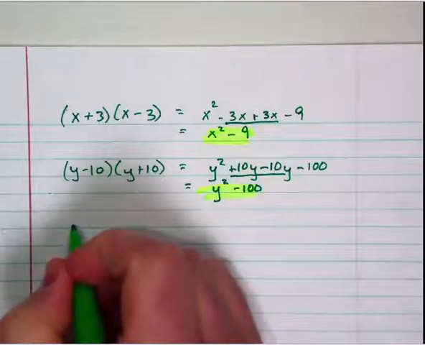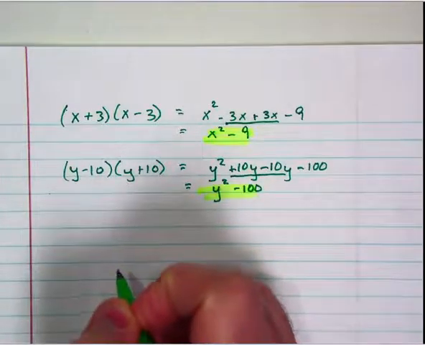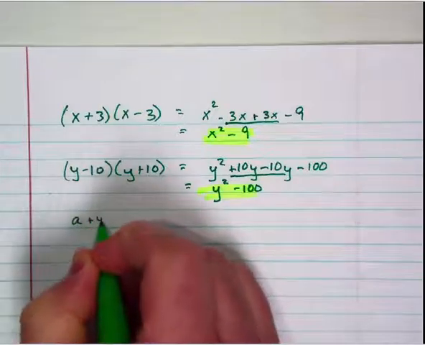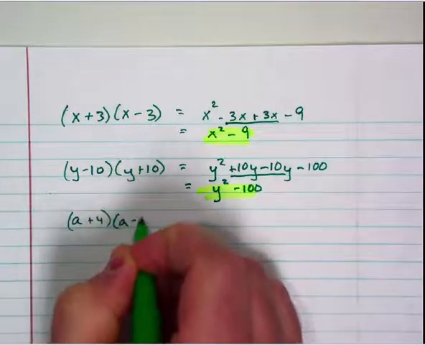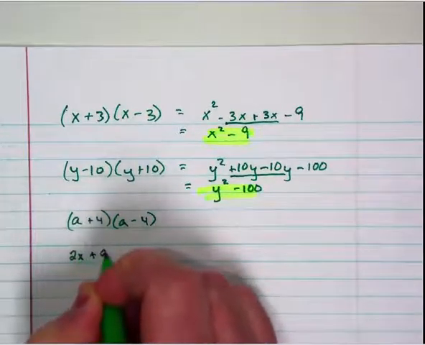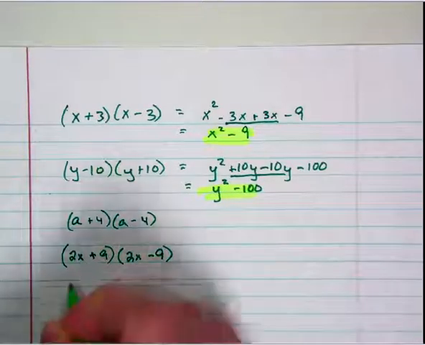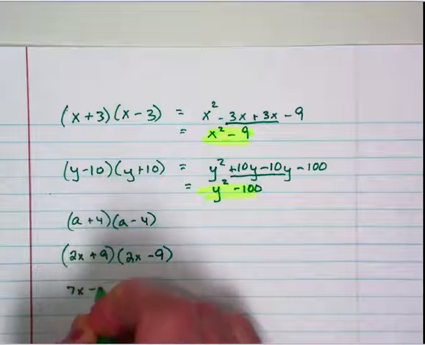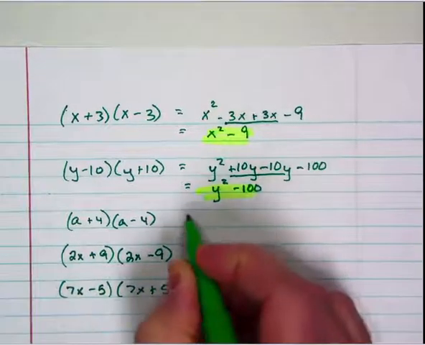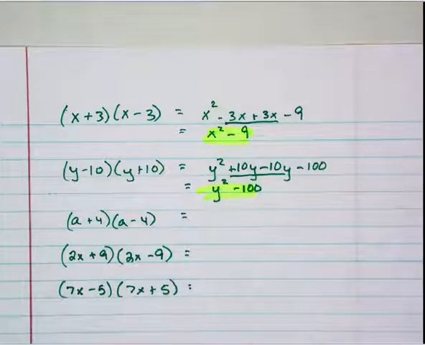So I'll write down 3 of them, and then you can do your double distribution and see what they come up with. So if I have a plus 4 and a minus 4, and then 2x plus 9 and 2x minus 9, and 7x minus 5 and 7x plus 5. So do your double distribution and see what those come out to be. Pause the video and try that.